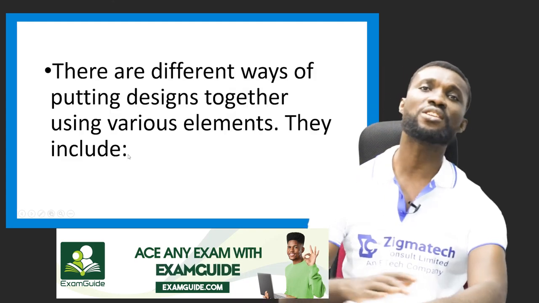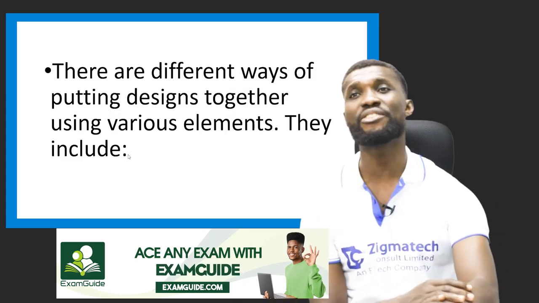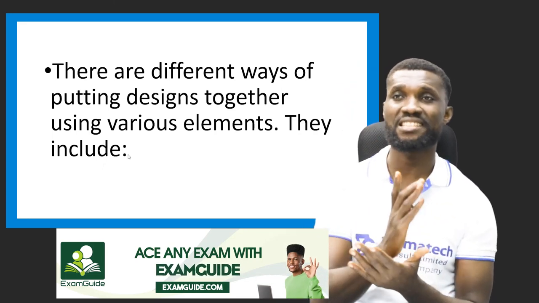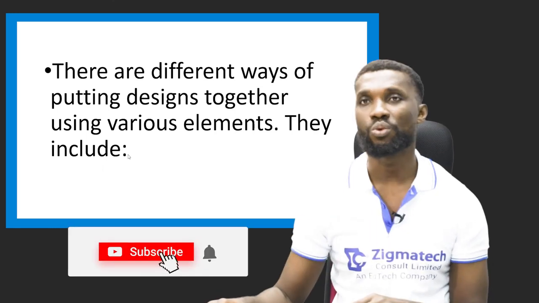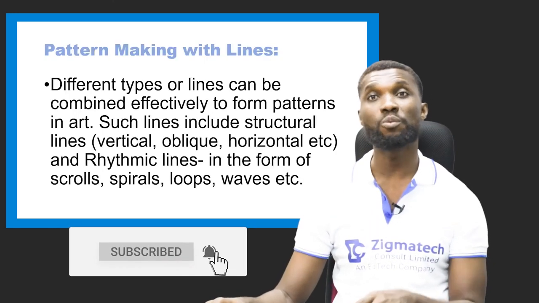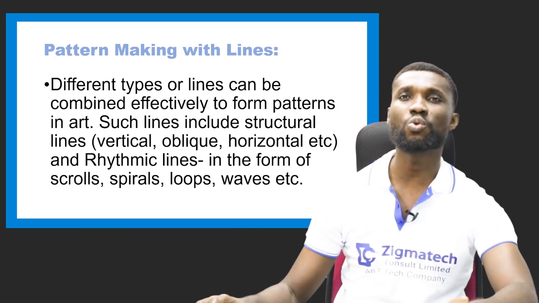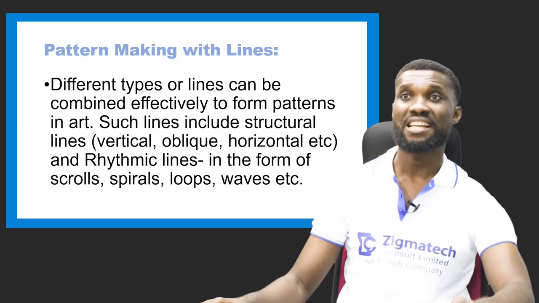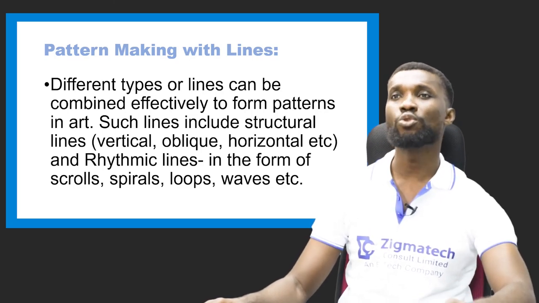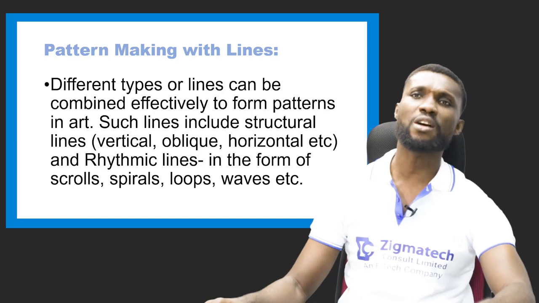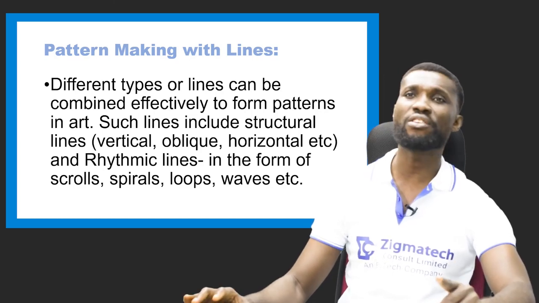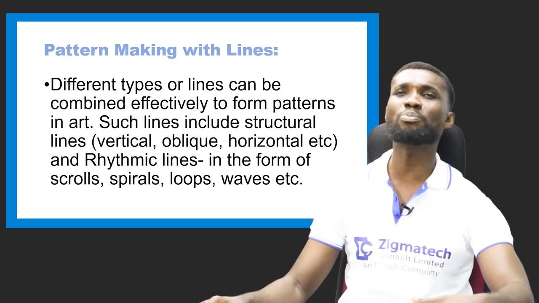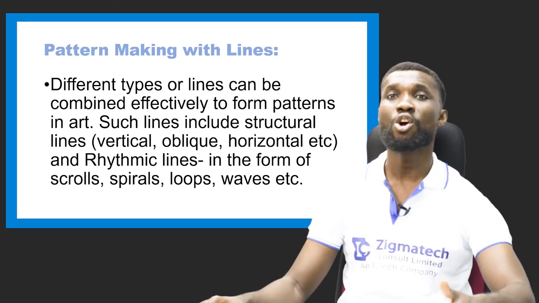All right. Now, there are different ways of putting designs together using various elements. Let us look at the different ways you can put designs together using different elements. They include pattern making with lines. The first one we're going to look at is lines. Now, different types of lines can be combined effectively to form pattern in art. Such lines include structural lines. We have the vertical lines, the oblique lines, the horizontal lines, the rhythmic lines, to mention but a few. Now, in the form of scroll.